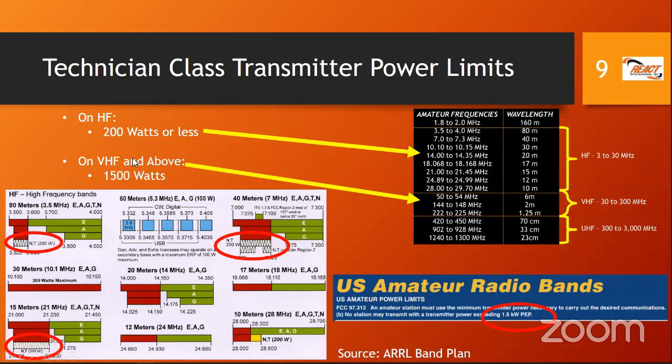Somebody, probably first class or second class, who was reading ahead asked me, where do you see 1500 watts? Well, in the band plan, this 1.5 kilowatt PEP means 1,500 watts peak envelope power. So it's there, just that's why we also did conversions from watts to kilowatts and so on, right? So 1.5 kilowatts is the same as 1500 watts. So it is there in the band plan if you know where to find it.